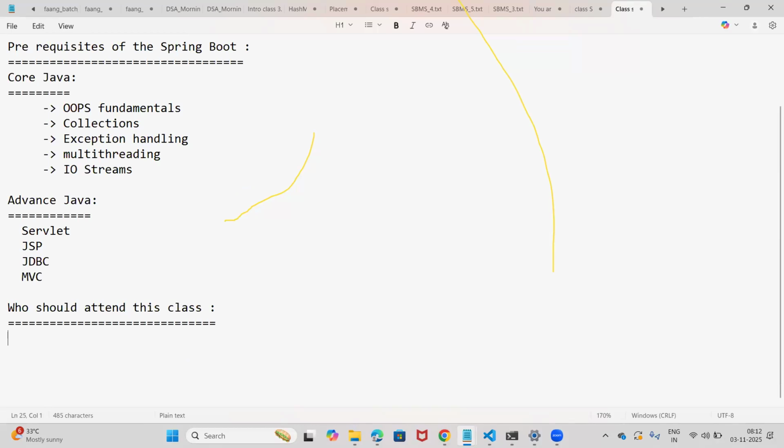Guys, who should attend this class? Any idea, guys? Is it for freshers or is it for experienced people? Is it for bench people? You know, the people who are on the bench should learn. Is it like that? Okay, can someone tell me?